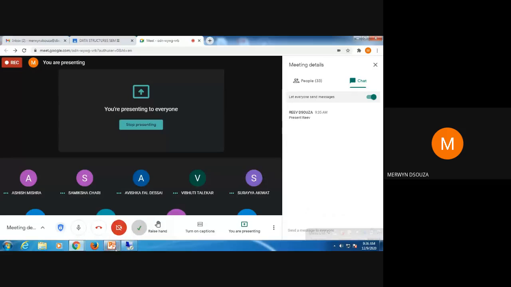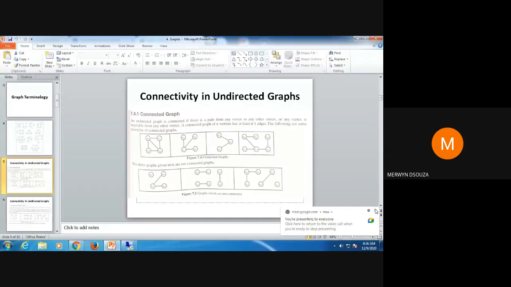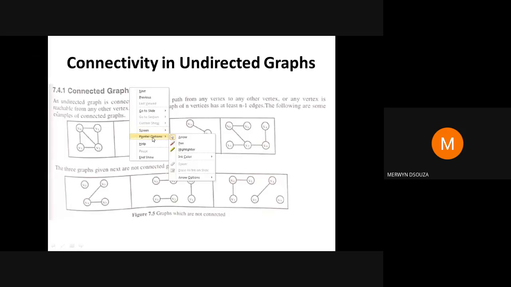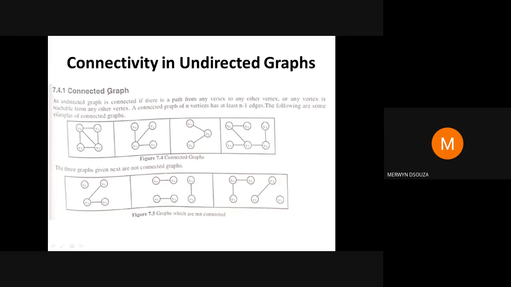Okay, so I told you we'll start with this connectivity. Basically, what is a connected graph? So we are looking at only undirected graphs now. Everything that we are learning right now for the next few minutes will be about undirected graphs. An undirected graph is known as connected if there's a path from any vertex to any other vertex.